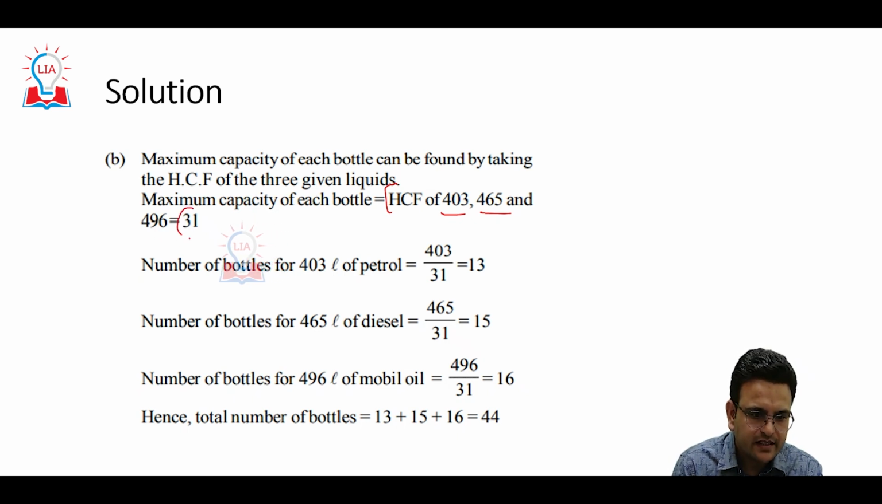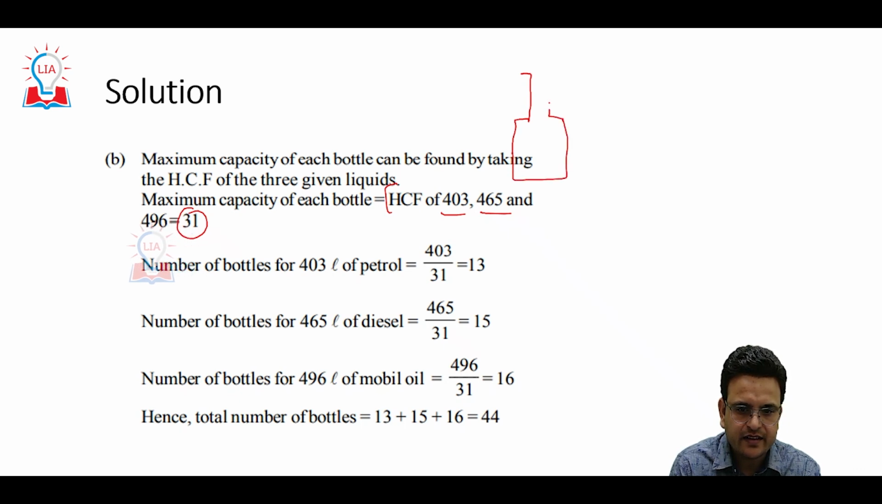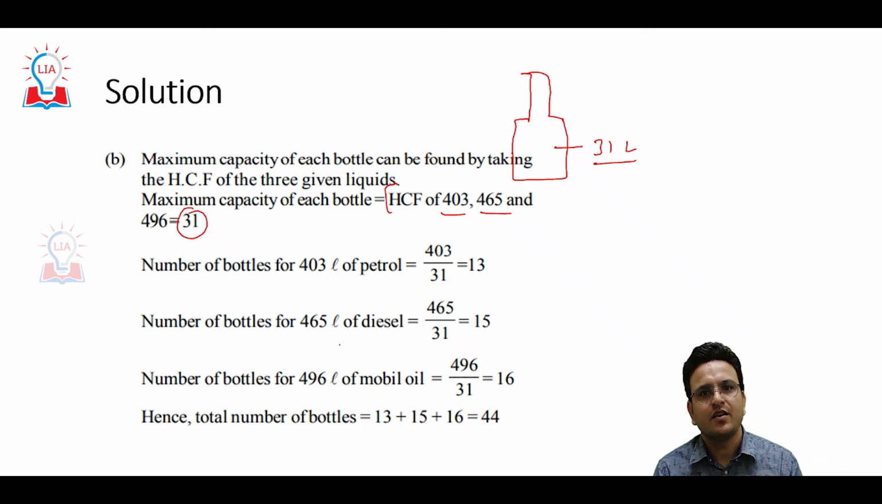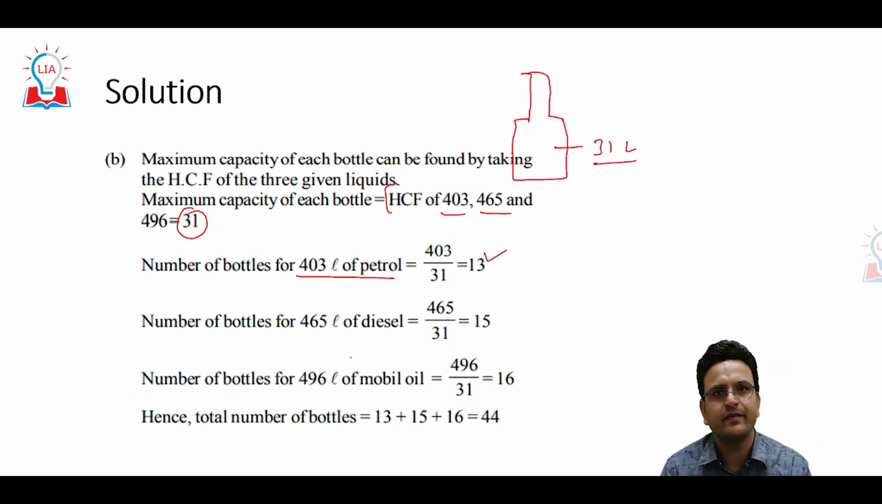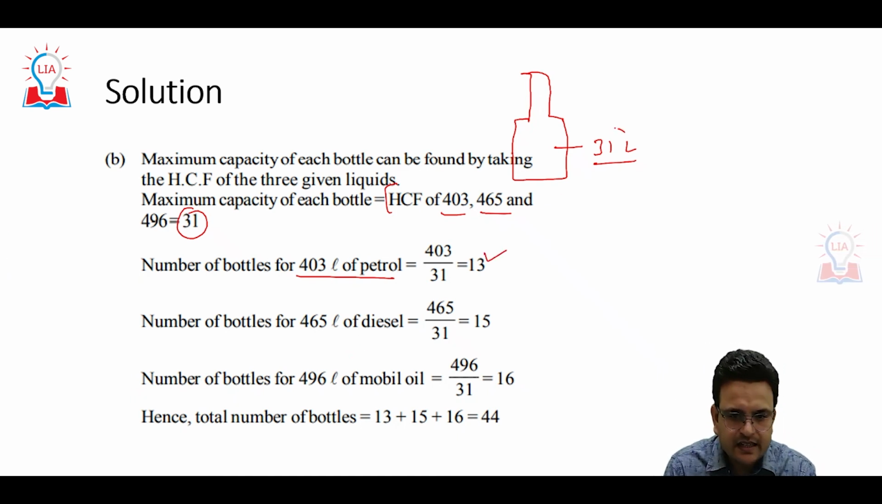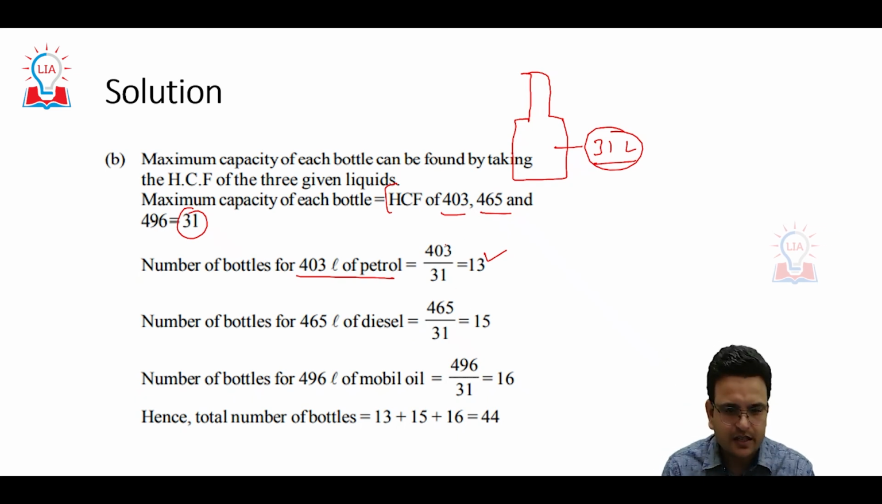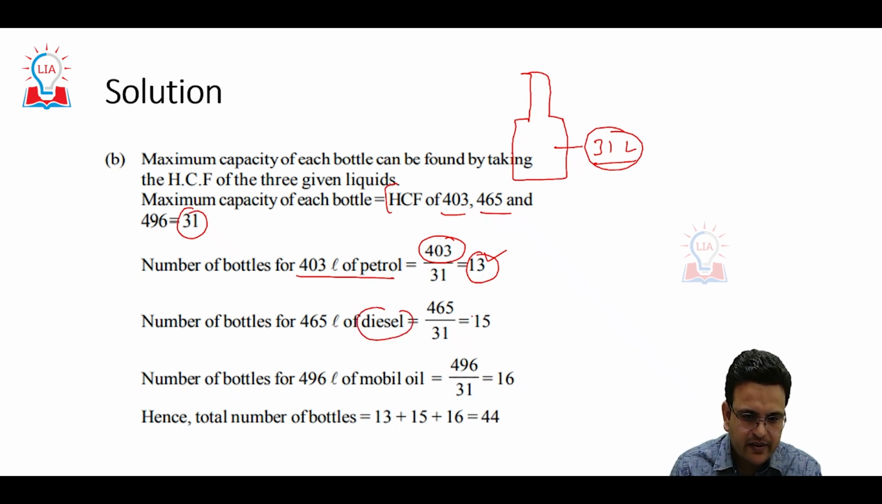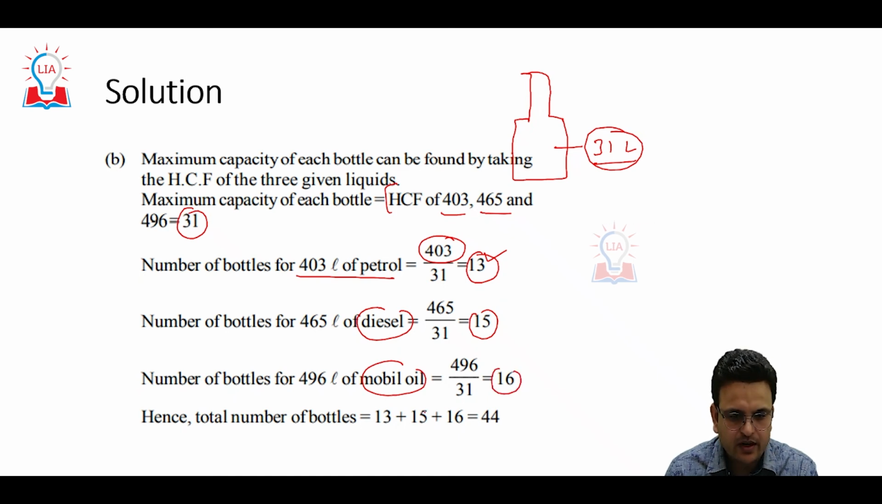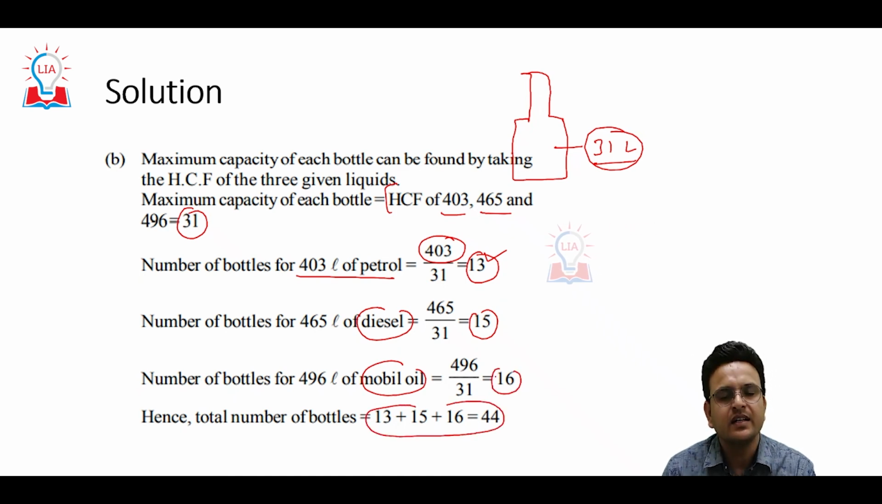So here the HCF of 403, 465, 496 is 31. Like I have a bottle which can hold 31 liters of oil. So the number of bottles of petrol will be 13, as one bottle size is 31 liters. When I divide the total quantity of petrol, I will get 13 bottles. In the same way for diesel, it will be 15 bottles, and for mobile oil, it will be 16 bottles. If I add all these numbers, I will get the number of bottles. So the number of bottles will be 44.